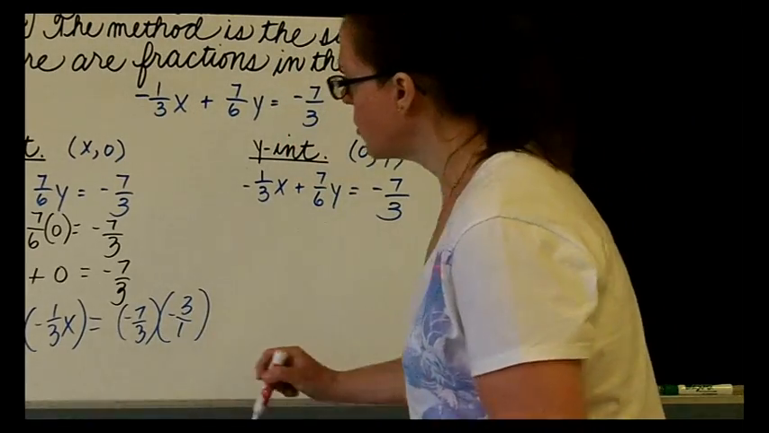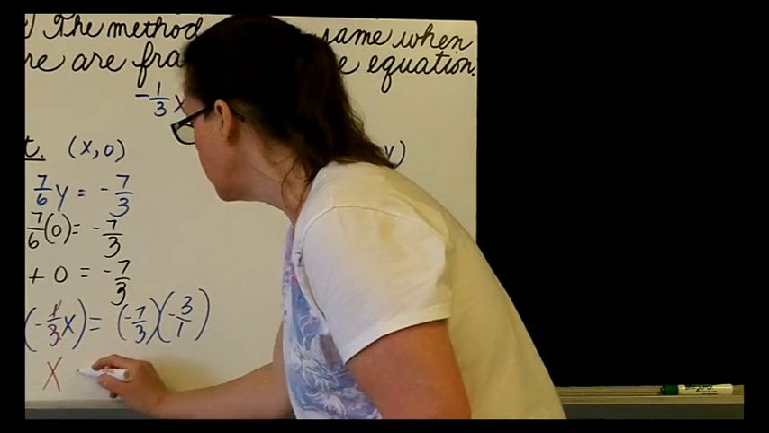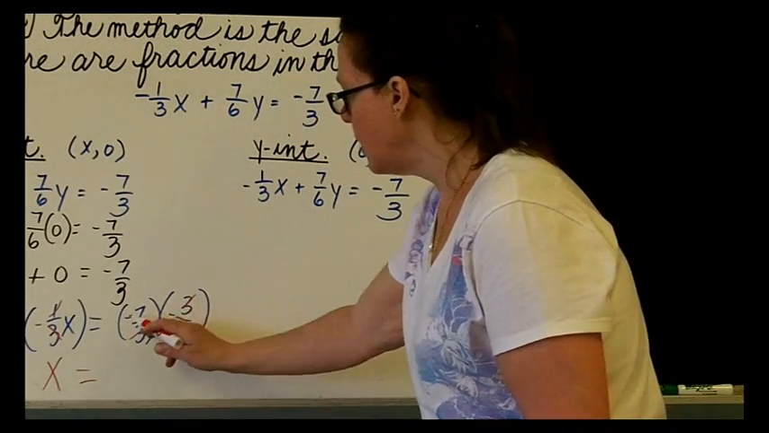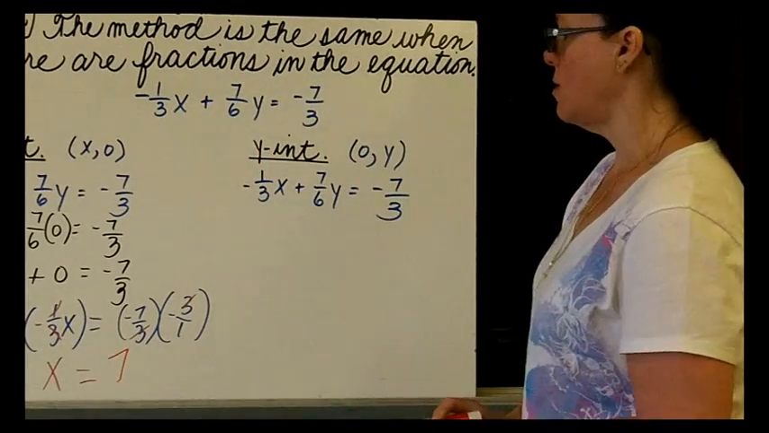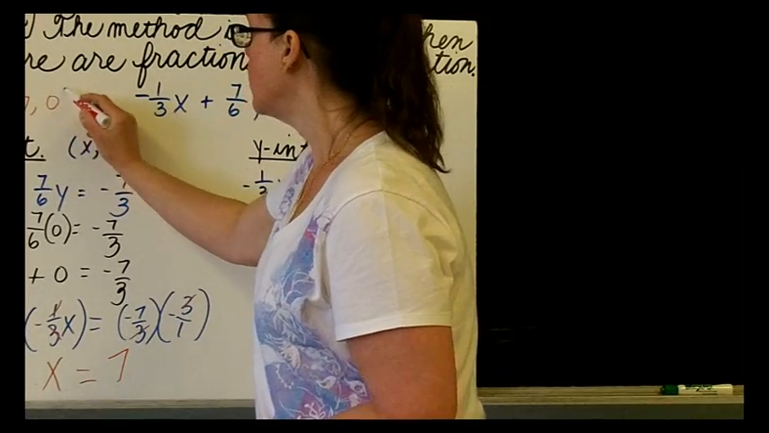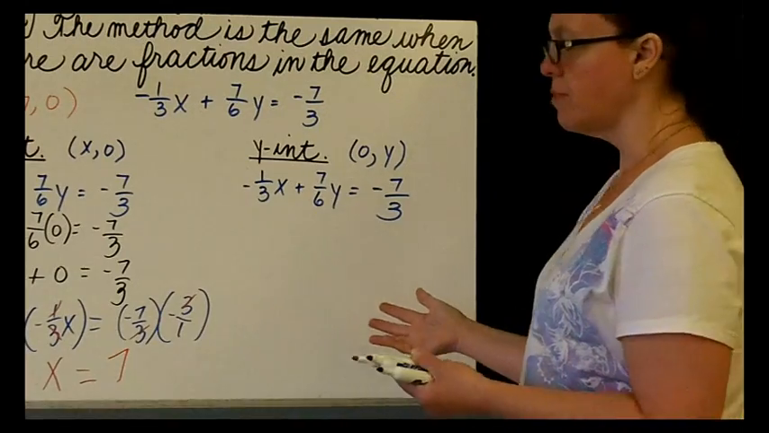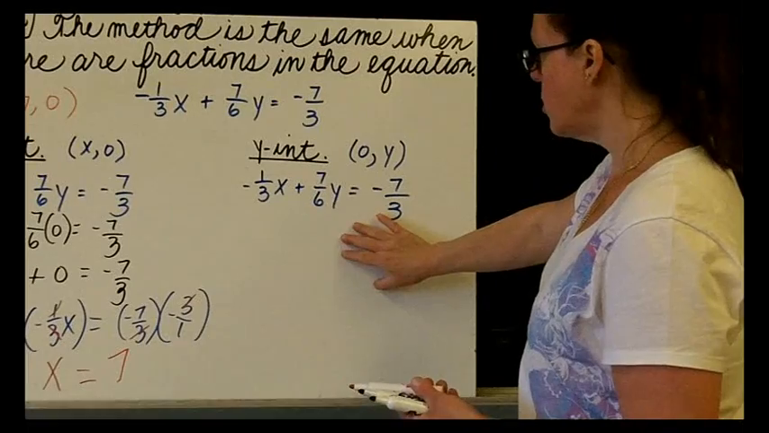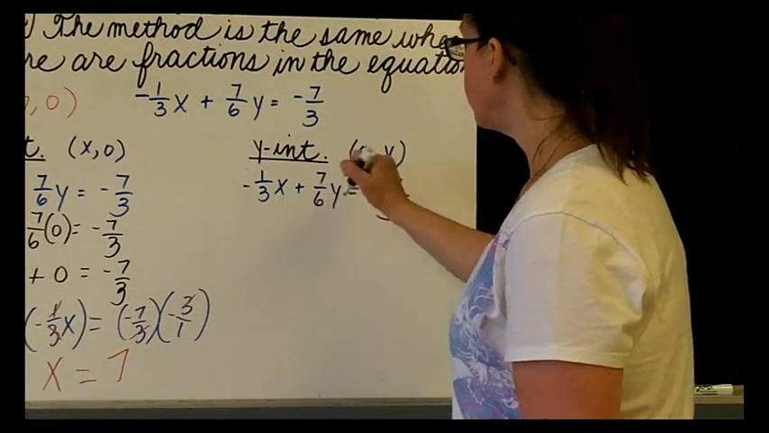Then what we can do is we cross-simplify, and we end up with 1x. We can cross-simplify, the 3's cancel each other out. Negative times a negative is positive, and we find that x equals 7. So our x-intercept is 7, 0. We're going to do the same exact thing on the y-intercept side. I've already written the coordinate and rewritten the equation. Our next step is to now substitute the x with a 0.